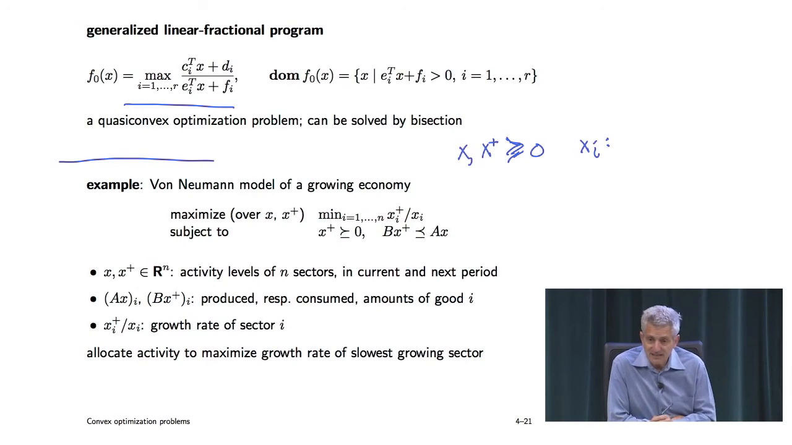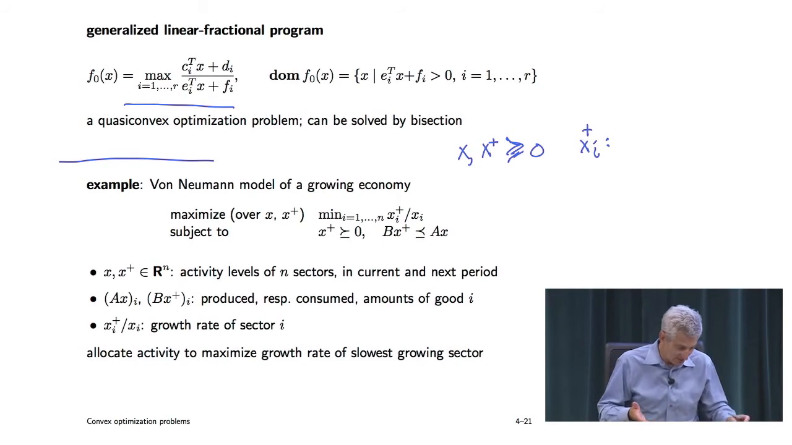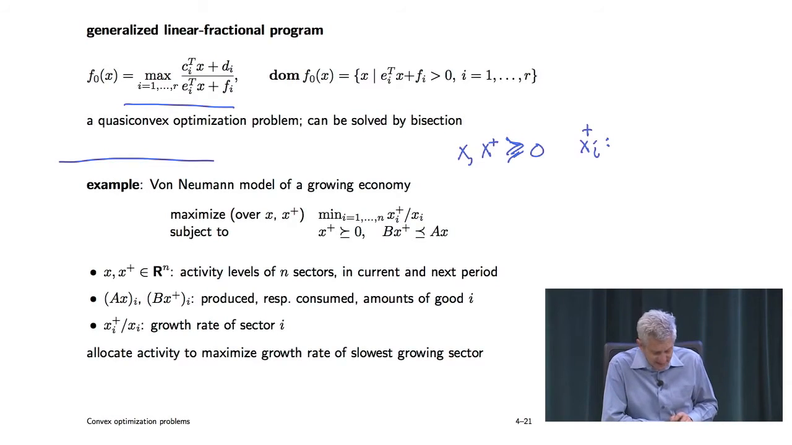Then x_i plus is the activity level in sector i of the economy in the next period. For example, the next year, let's say. Okay, next quarter. It doesn't matter. Well, it does matter if you actually do this, but for us it doesn't matter. And so that's the idea. And a sector might be something like transportation or defense or something like that, right?